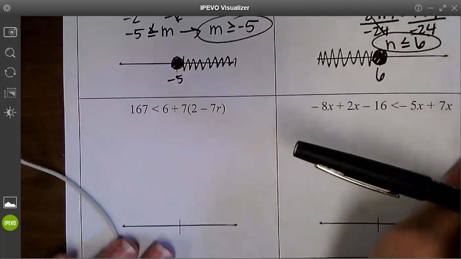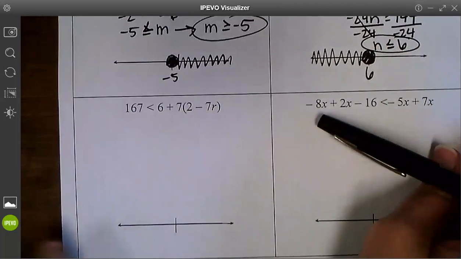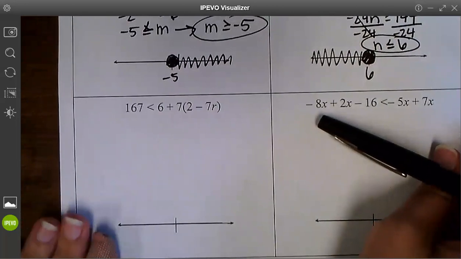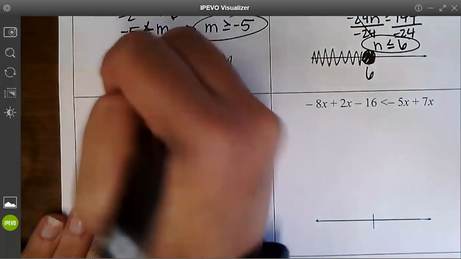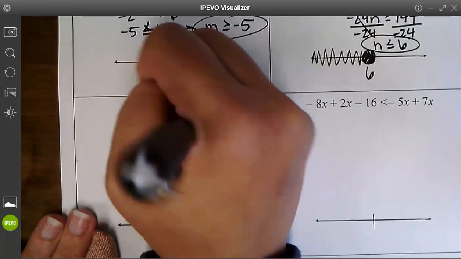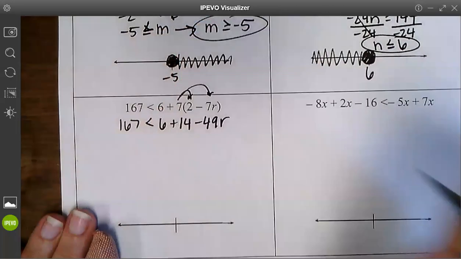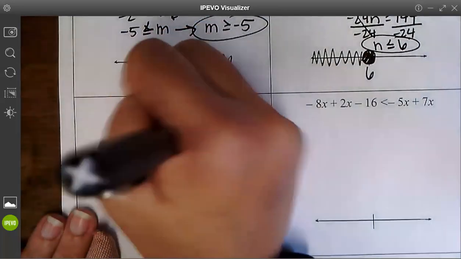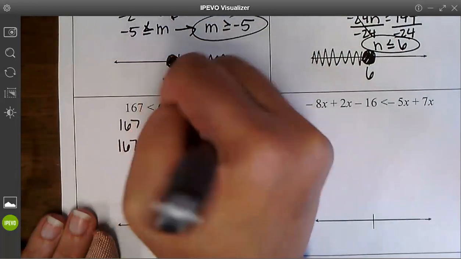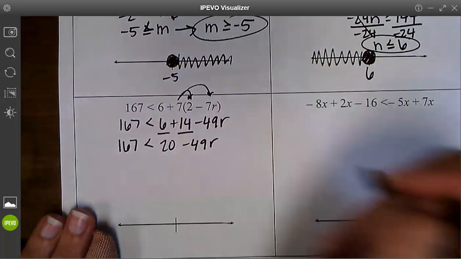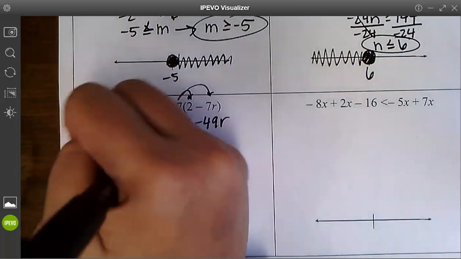The next one, 167 is less than 6, plus 7 times 2 minus 7r. So I'm distributing my 7. 167 is less than 6, plus 14 minus 49r. Combine my like terms, 167 is less than 20 minus 49r. Subtract 20 from both sides.